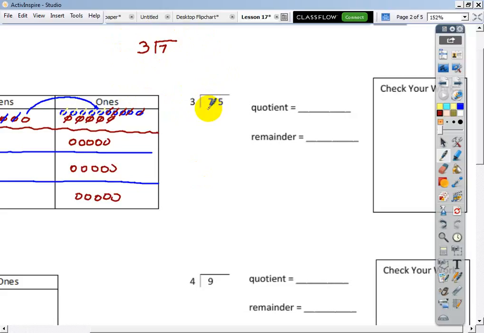Does 3 go into 7? Can you get close to 7 using 3? Okay, how close? 6. Okay, I know you can get to 6 because you can multiply it times 2. Well, let's superimpose that, or put it right on top of this problem. 3 times 2 is 6. So we can use the same thing you use for single.